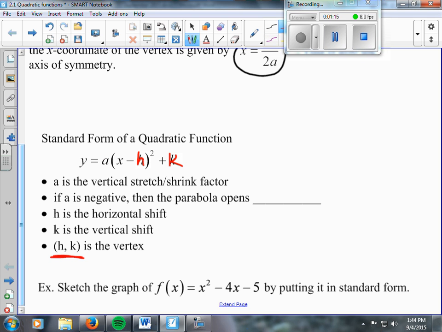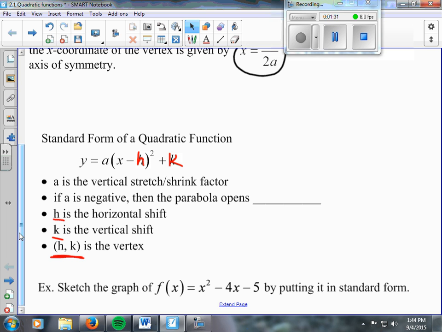So that's why we have a horizontal shift of h and a vertical shift of k. When the front is negative, when that constant value in the front, a, is negative, then the parabola opens down. So fill in that blank.